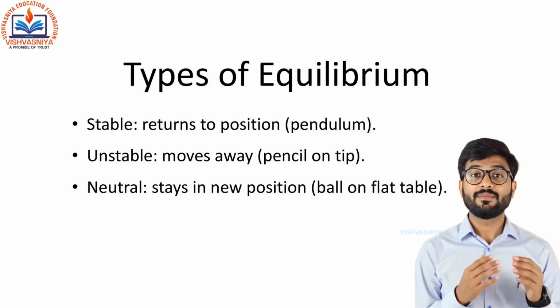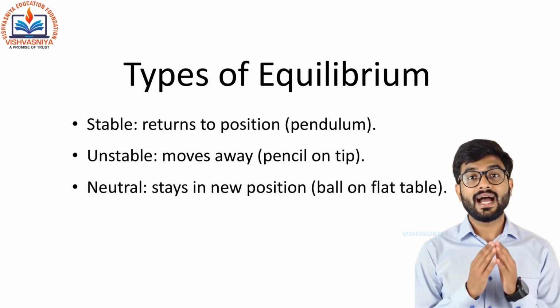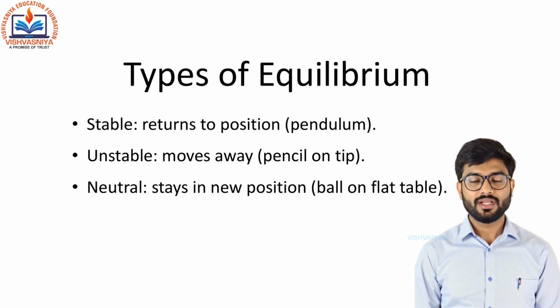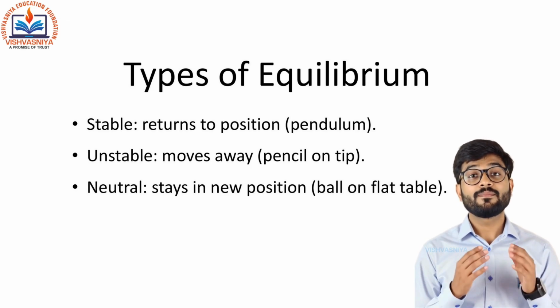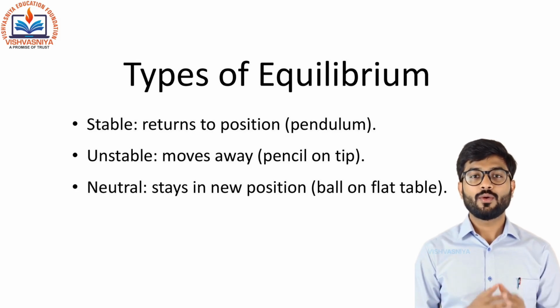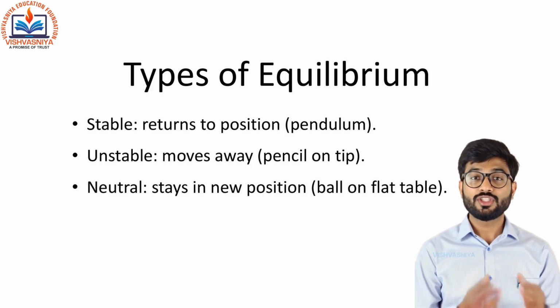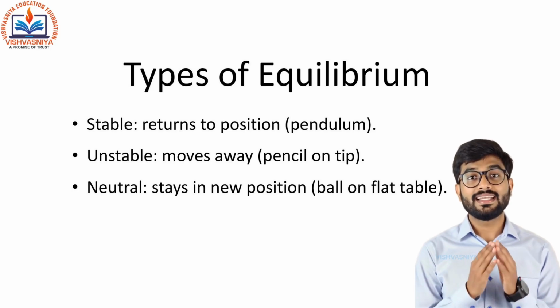There are three main types of equilibrium: stable, unstable, and neutral. Stable equilibrium: the body returns to its original position when disturbed, for example, a pendulum at its lowest point. Unstable equilibrium: the body moves farther away when disturbed, like a pencil balanced on its sharp end. Neutral equilibrium: the body stays in its new position, like a ball rolling on a flat surface. Objects with low centers of gravity and wide bases are more stable. That's why double-decker buses have heavy engines at the bottom and acrobats bend their bodies while balancing.